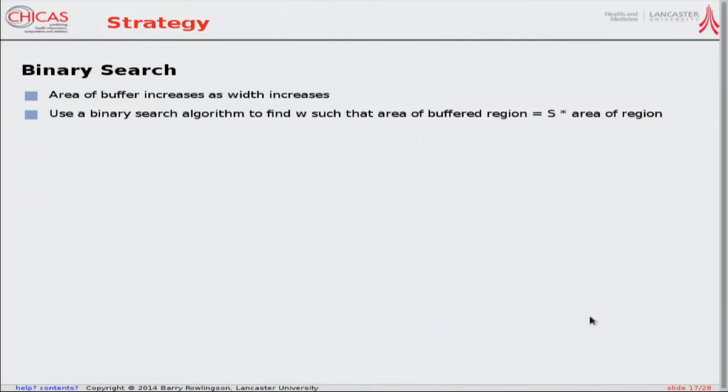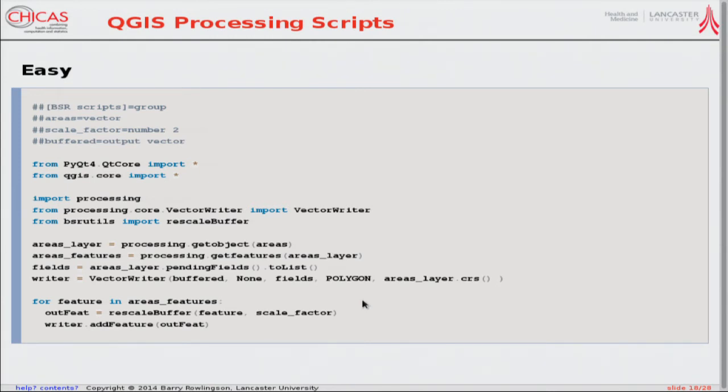We want to find a buffer width that scales the area. And since the area of a buffer region strictly increases as the buffer width increases, we can do a binary search algorithm until we found a buffer that multiplies the area by 3. And we can integrate that with QGIS quite easily. We write a single Python file which has a little header on here which defines the inputs and outputs. We import the sort of boilerplate kind of stuff from the QGIS processing thing. We input my rescale buffer function, which I haven't written yet here, and then I just loop over all my features, my input features, I compute the scale buffer, and I add that to an output.